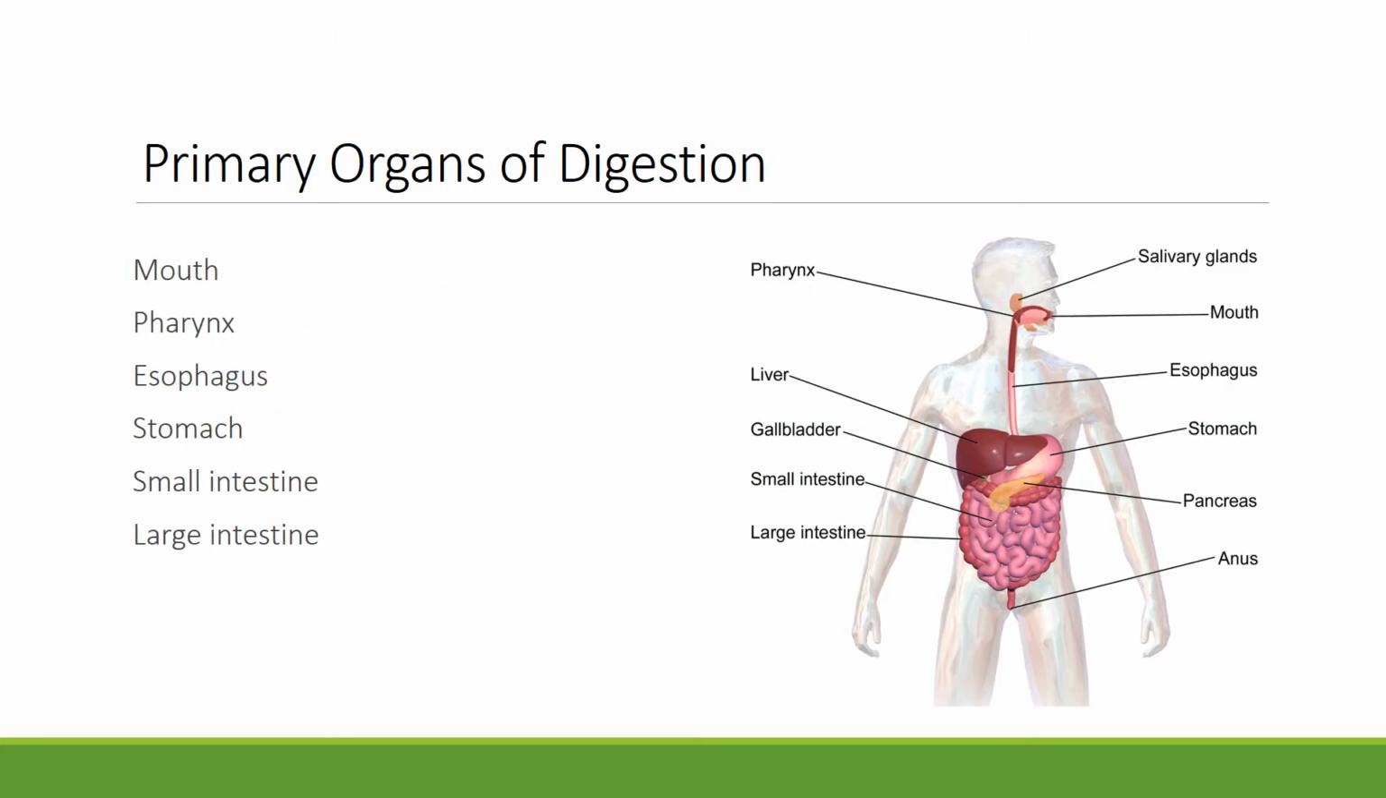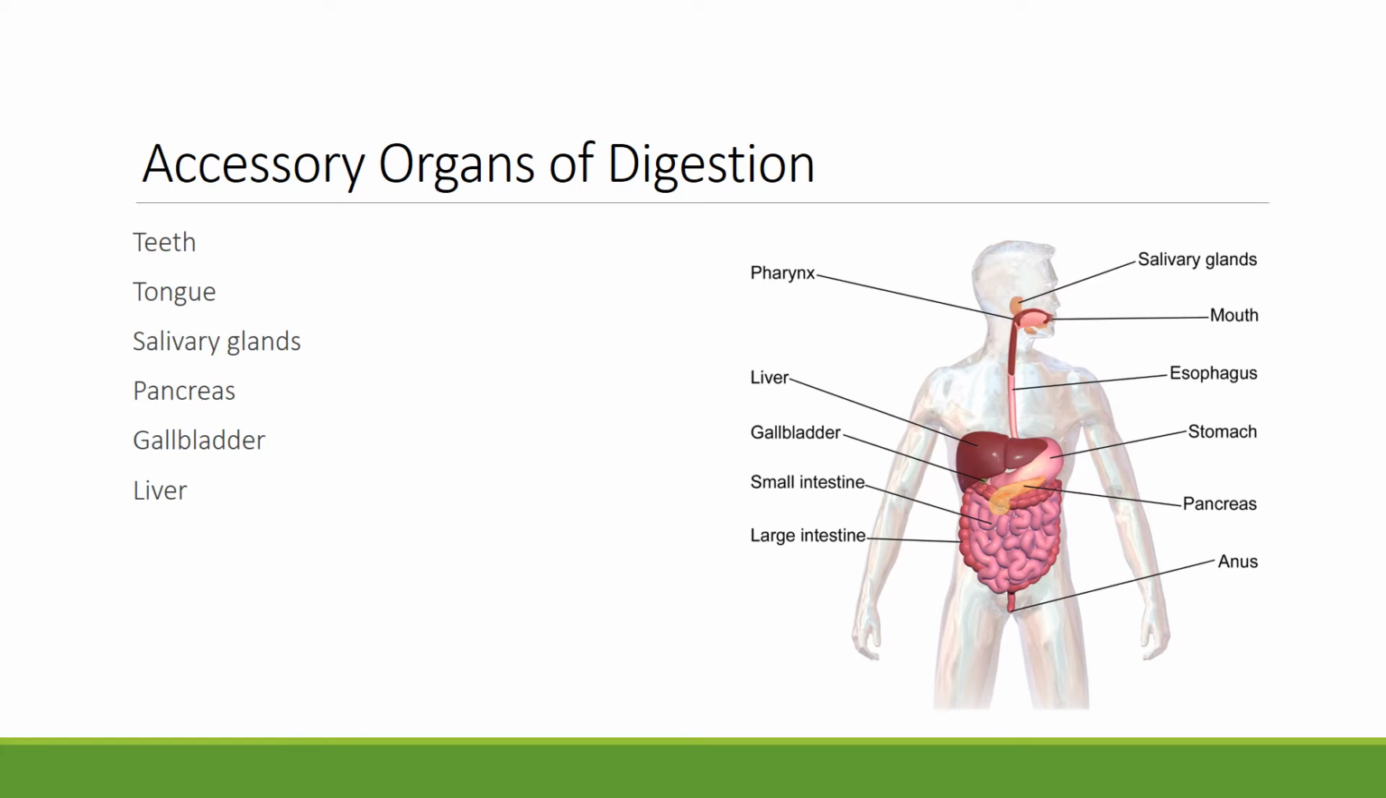Remember that the primary organs of digestion are those organs through which food passes. They include the mouth, the pharynx or throat, the esophagus, the stomach, the small intestine, and the large intestine. Accessory organs of digestion are those organs that aid in digestion, but food does not pass through them. They include the teeth, the tongue, the salivary glands, the pancreas, the gallbladder, and the liver.